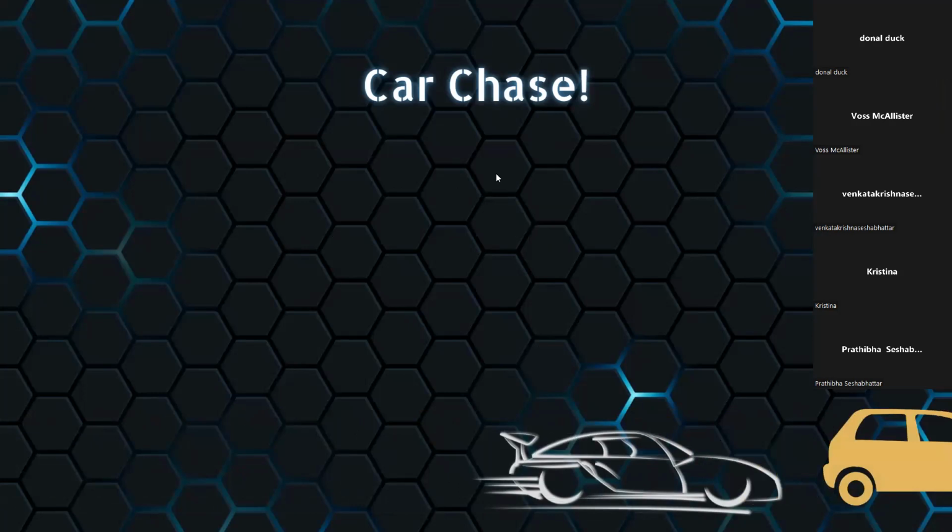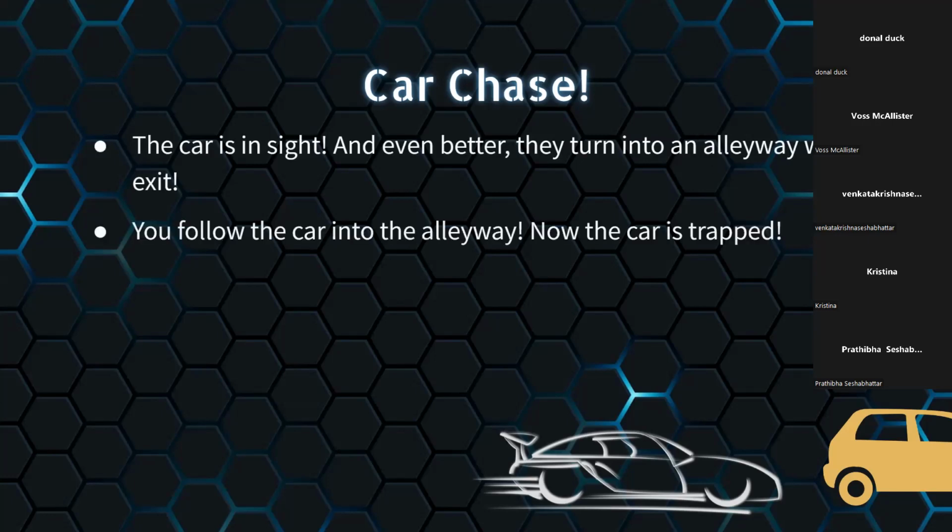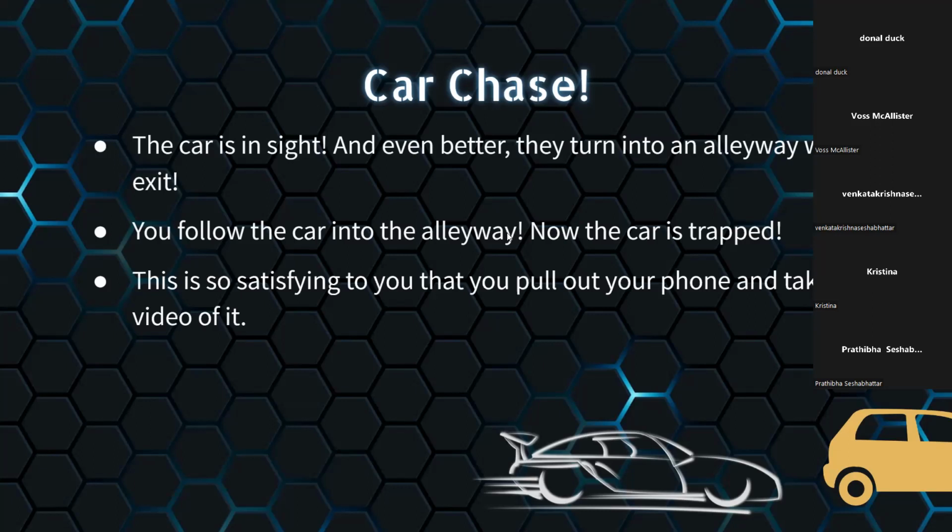Oh no. Was that a car accident just now? I don't know. Okay, so the car is in sight, and even better, they turn into an alleyway with no exit. So you follow the car, and now the car is trapped. There's gonna be a plot twist. So satisfying. You pull out your phone. You're about to make a TikTok.